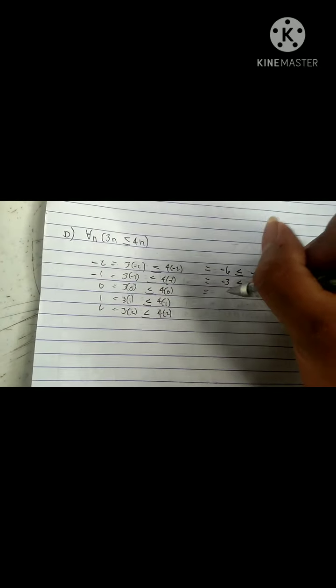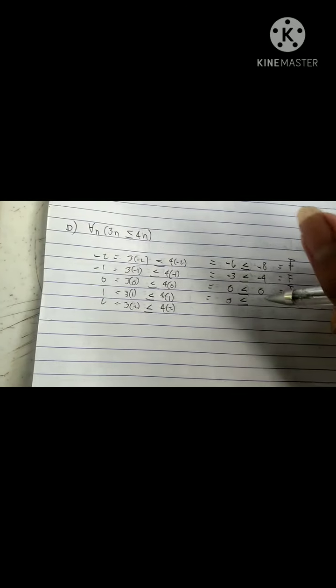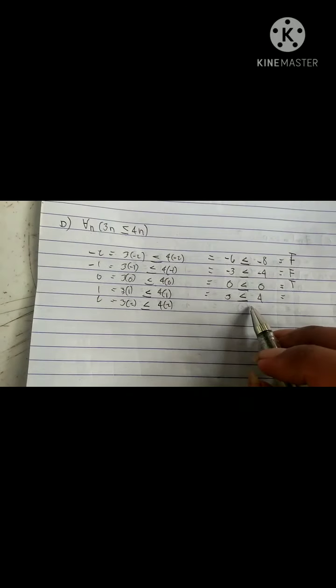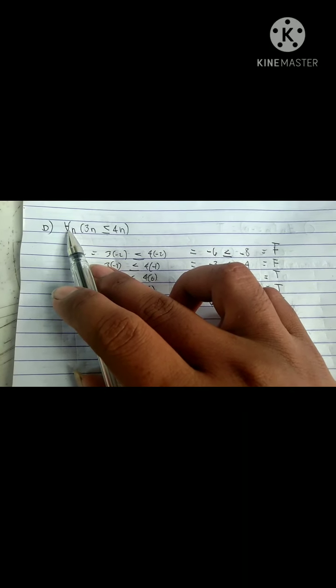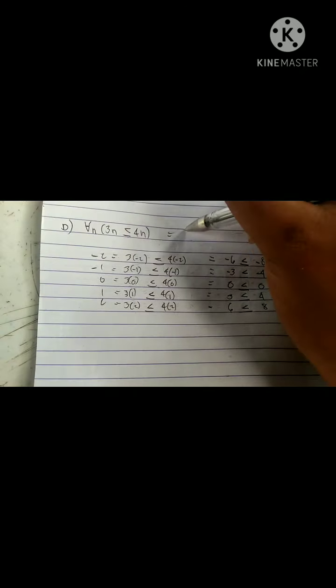3 times 0 is equal to 0, is less than or equal to 4 times 0 is 0. So therefore, it is true. Next, 3 times 1 is 3, is less than or equal to 4 times 1 is 4. So it is true. 3 times 2 is 6, is less than or equal to 4 times 2 is 8, true. Therefore, since this is a universal statement, in universal quantifiers we can only put true if all the truth values are true. Since it has a false value, it is false.